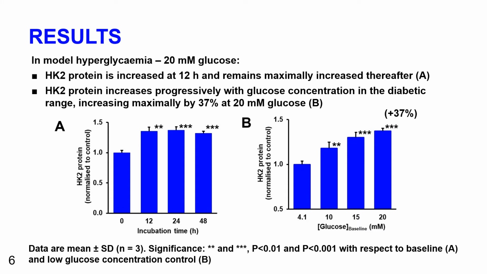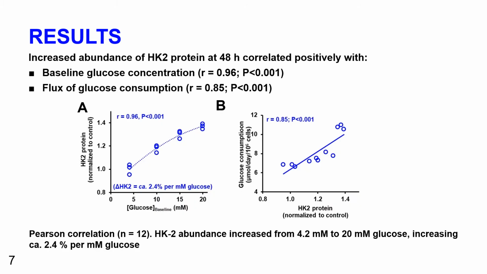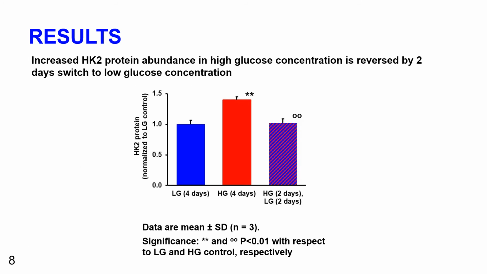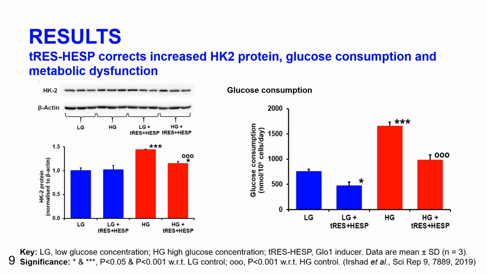Hexokinase-2 protein increases progressively with glucose concentration in the diabetic range, increasing maximally by 37% at 20 millimolar glucose. Increased abundance of hexokinase-2 protein at 48 hours correlated positively with baseline glucose concentration and flux of glucose consumption. Increased hexokinase-2 protein abundance in high glucose concentration is reversed by 2-day switch to low glucose concentration. GLO1 inducer trans-resveratrol and hesperidin corrects increased hexokinase-2 protein, increased glucose consumption, and all metabolic dysfunction.